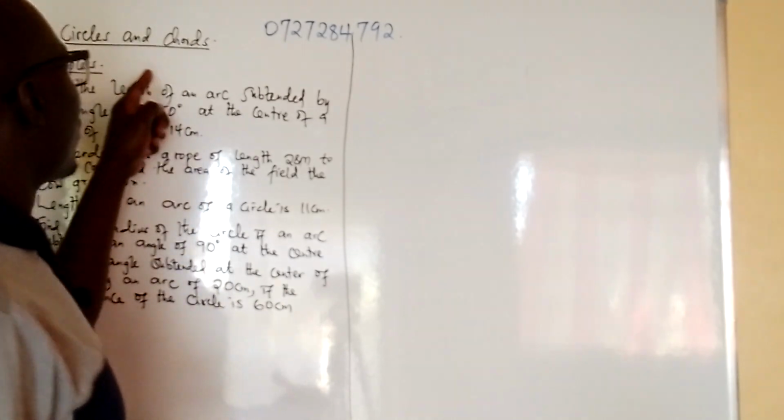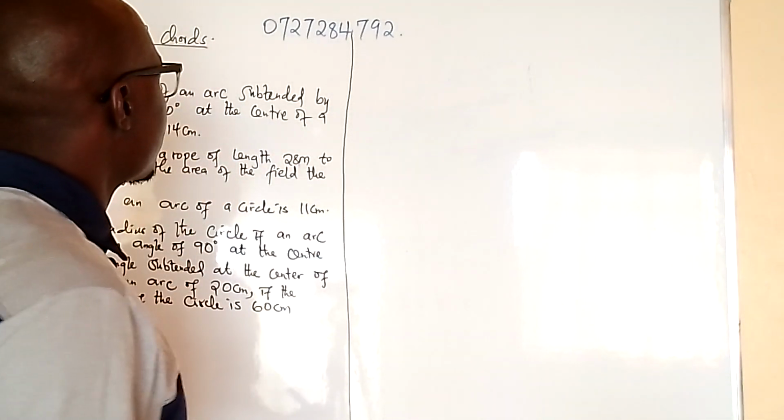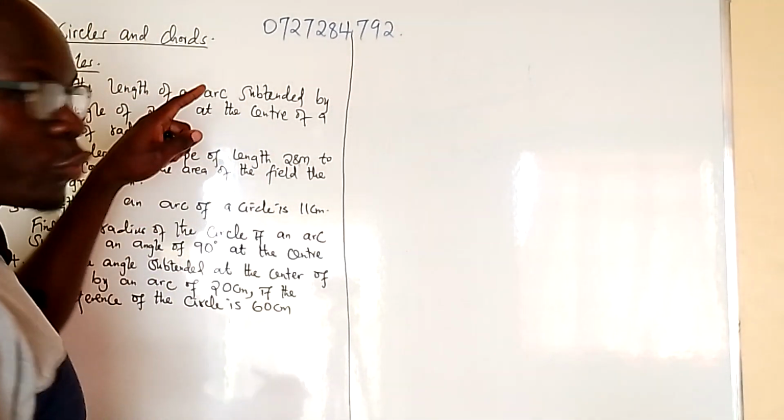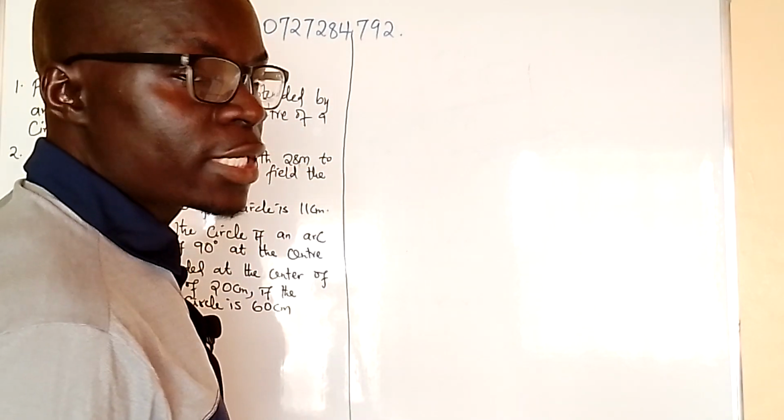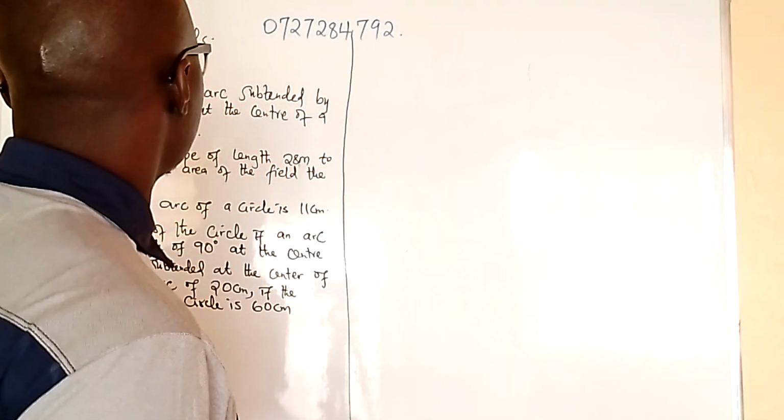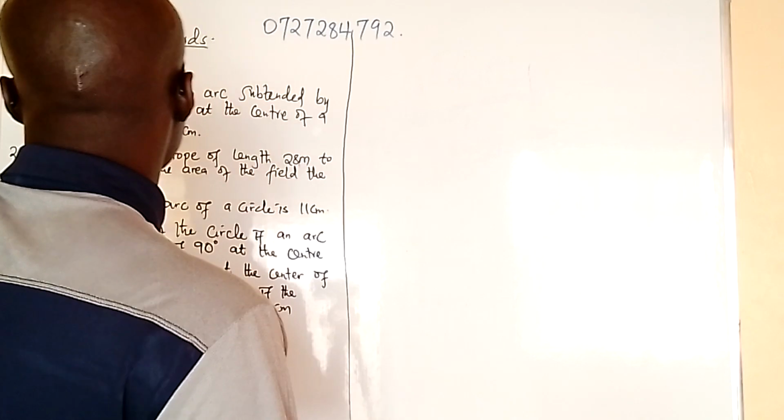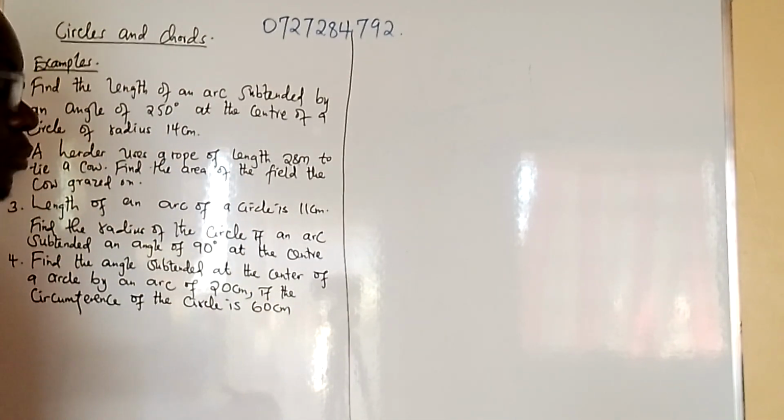Today we are going to check on circles and chords. This is a topic in Form 3. And we are going to look at a few examples just to make us understand better what this topic is all about. Let us look at the first example.